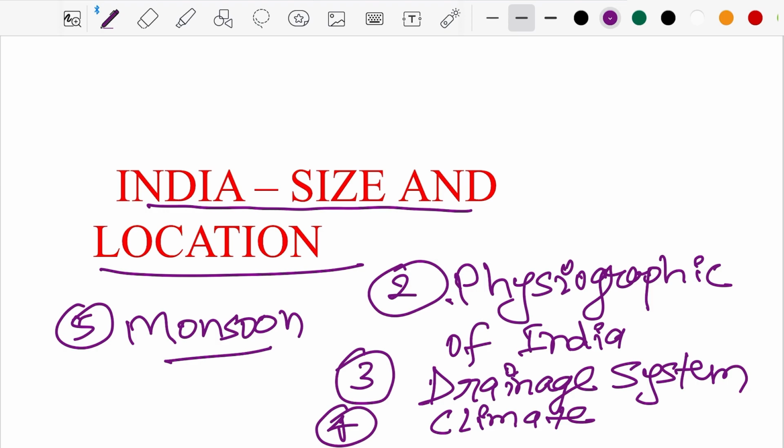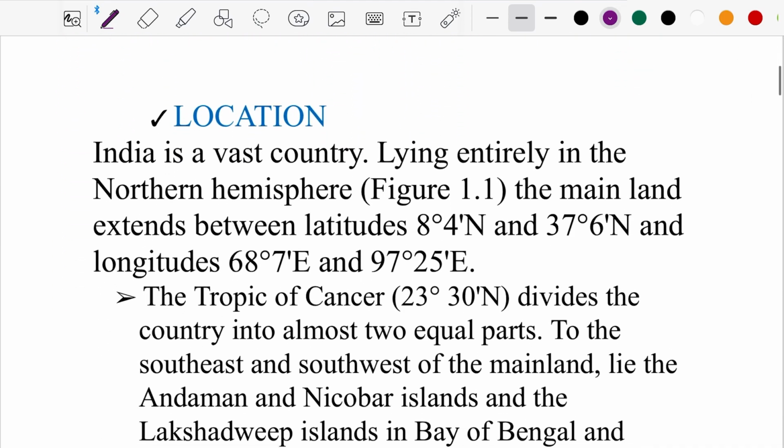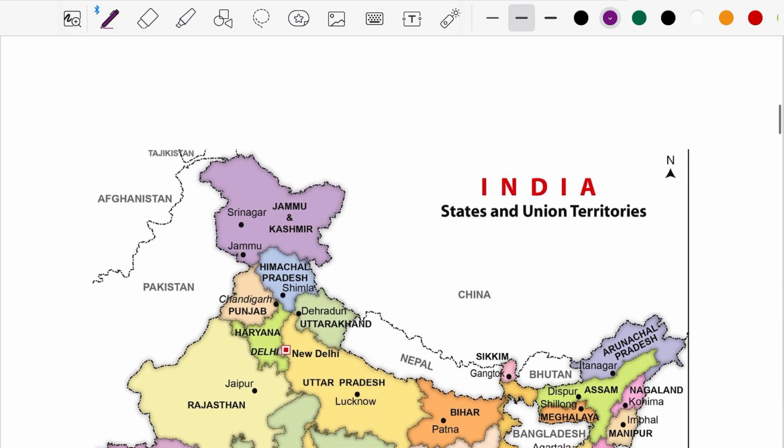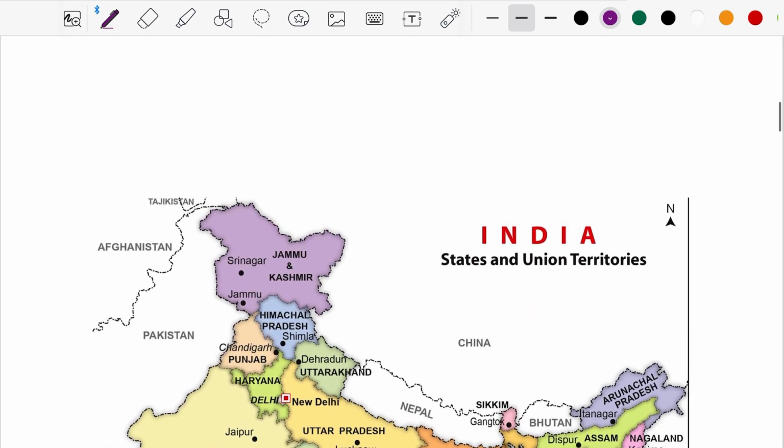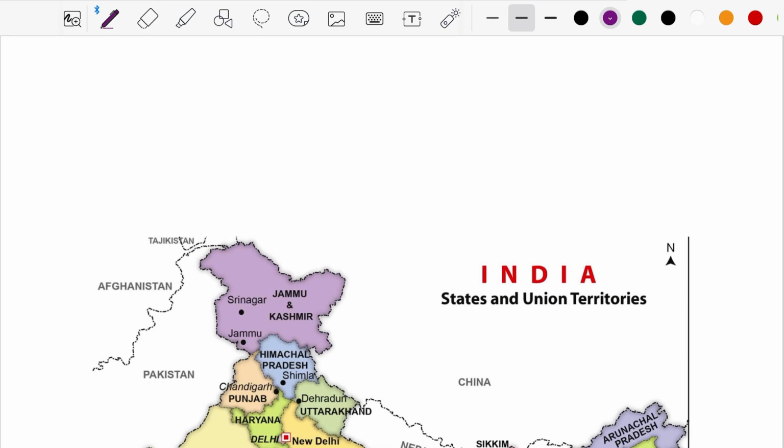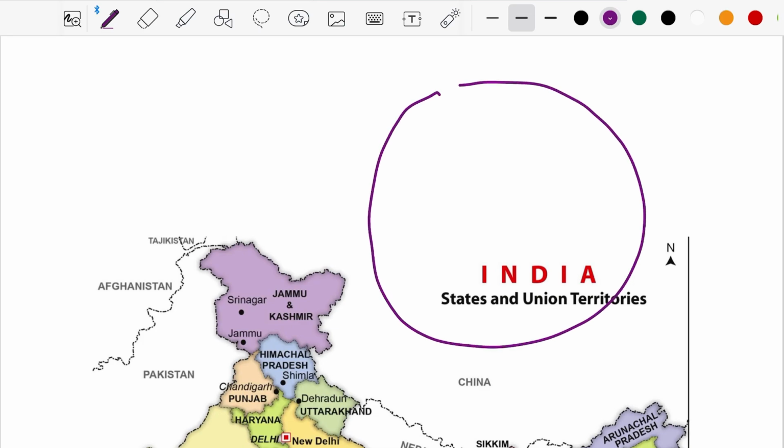So today it is India, size and the location. First we'll try to understand what is India, where it is located and all those things. So where is it located? The first question that rises in our mind is where India is located on the globe. We all know that this is the globe.